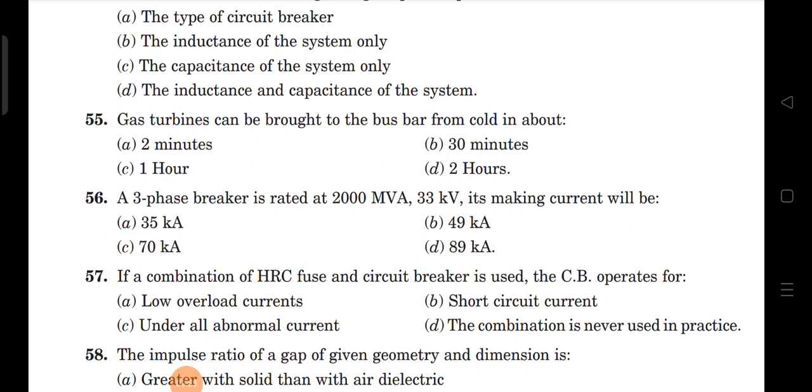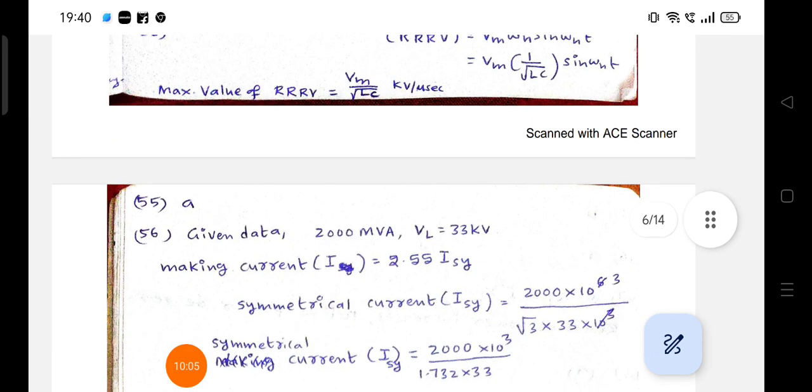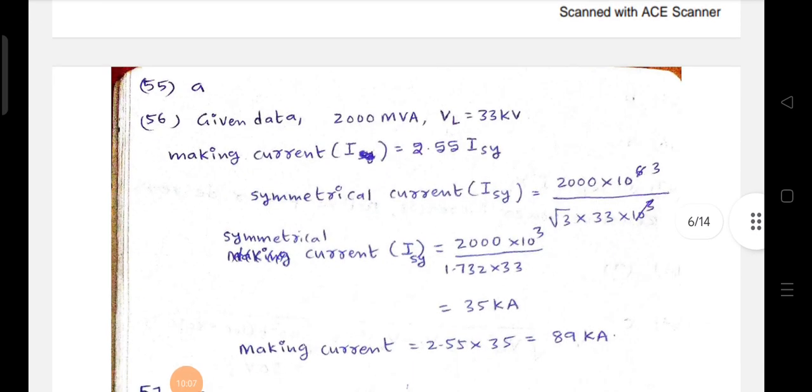Then S is equal to root 3 into VL into IL. Here IL is nothing but the symmetrical current. See here, the given data: 2000 MVA is S, and VL is the line voltage, 33 kilovolts. Then the symmetrical current, and the making current formula will be: making current is equal to 2.55 into I symmetrical.